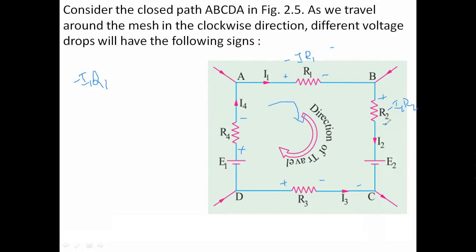Next, this is minus, this is the fall in voltage. That's why it is minus I2 R2. And here it is plus I3 R3, where we are moving in this direction. So here it is the rise in potential, because minus to plus. That's why this is plus I3 R3.